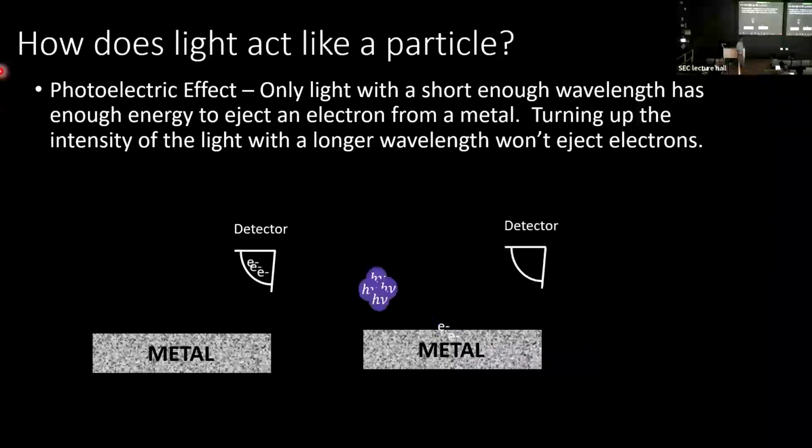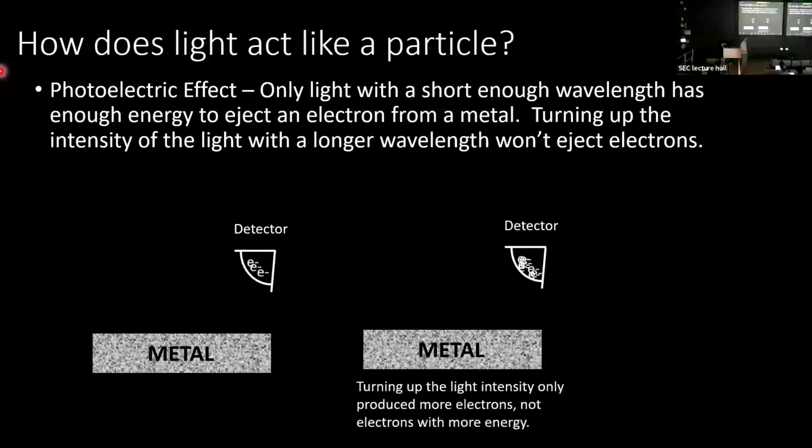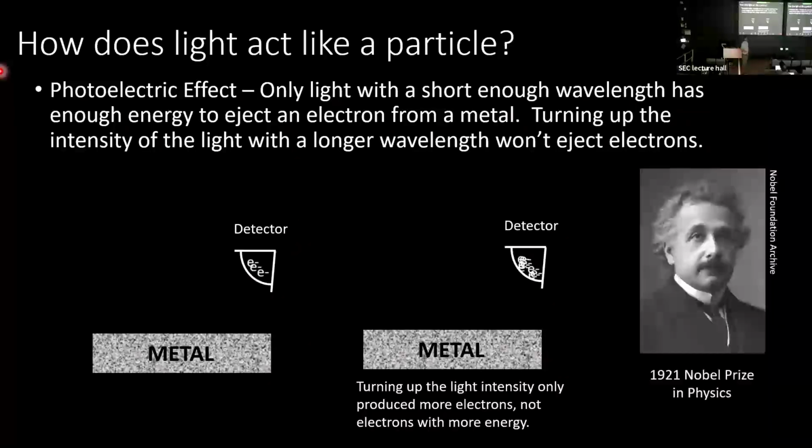And then if we increase the intensity of the light, we increase the number of photons we're throwing at the surface, which will increase the number of electrons that are popped out of the metal. And so this is actually what Einstein won the Nobel Prize for, not the theory of relativity, but the explanation of the photoelectric effect and how light has to be understood as particles.